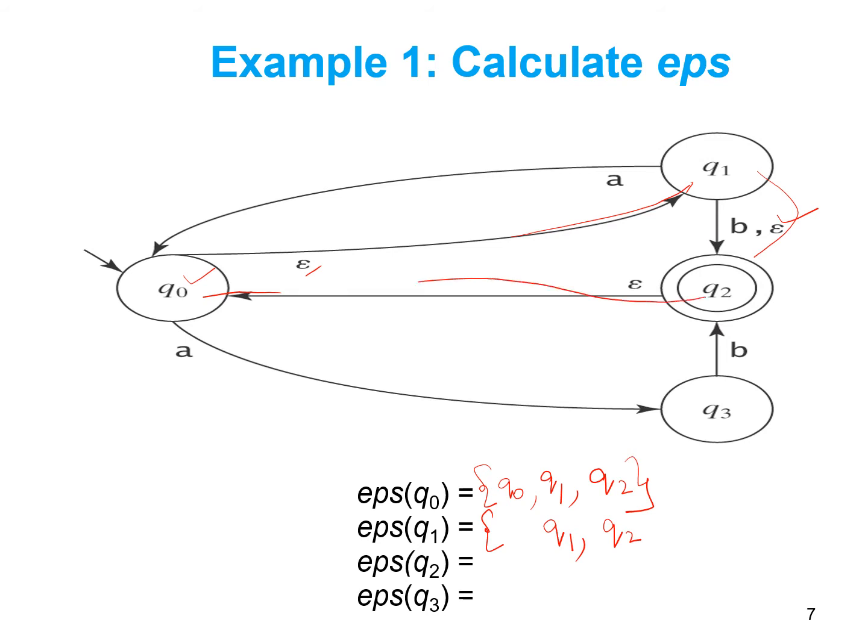From Q2 an epsilon transition is going to state Q0. So Q0 is included in the result. Whereas from Q3 we don't have any epsilon transitions. So this is the final result for EPS of Q1.